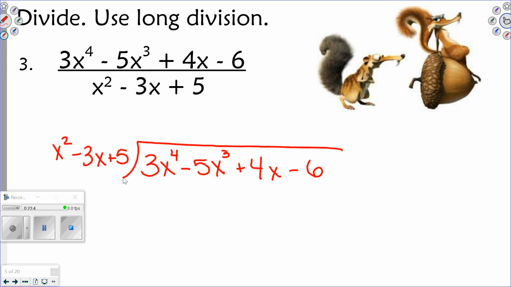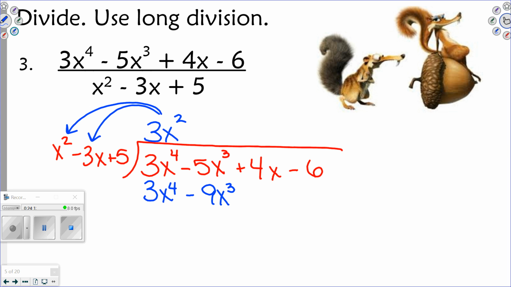All right, well, we start right from the beginning. First numbers, the x squared and the 3x to the 4th. What do you multiply x squared to get 3x to the 4th? 3x squared. And then we're going to have to distribute to a lot of things. So 3x squared times x squared. 3x squared times negative 3x, negative 9x cubed. 3x squared times 5.